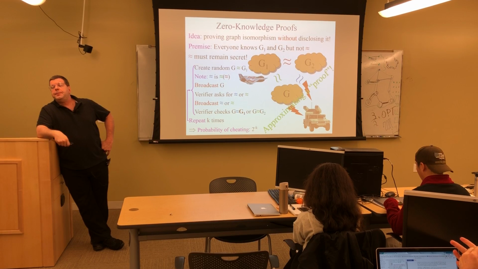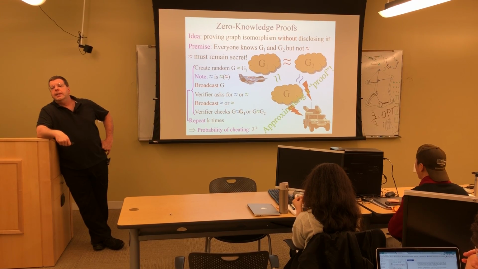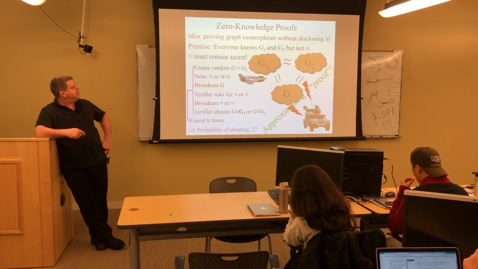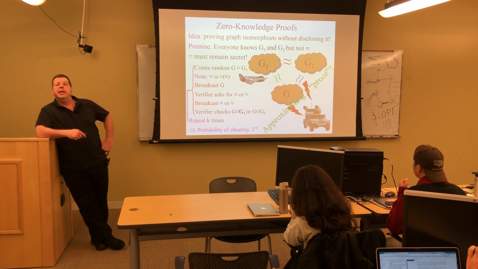Yeah. So how does the verifier know which graph it is going to ask for the proof? So you don't know which graph it's going to ask for, which isomorphism, the green or the blue, it's going to ask for. But you have to be ready to supply either one.